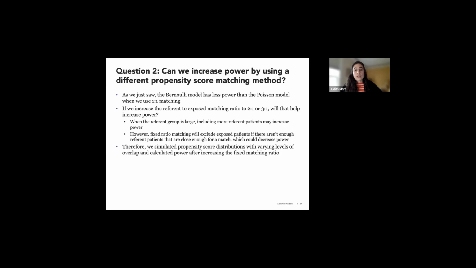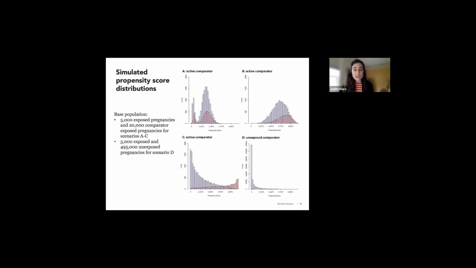And so we simulated different propensity score distributions with varying levels of overlap to get at this question. Knowing that in the future we may be doing this again for many different exposures, and they may have very good active comparators, or very poor active comparators, we need to be able to adjust to whatever circumstance we have.